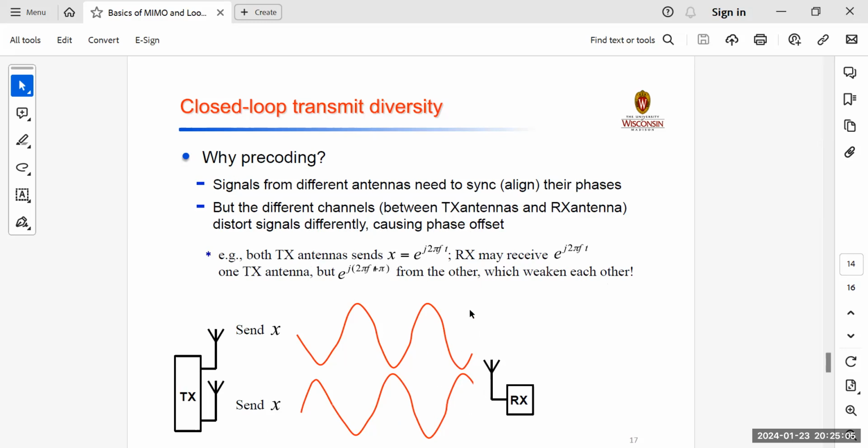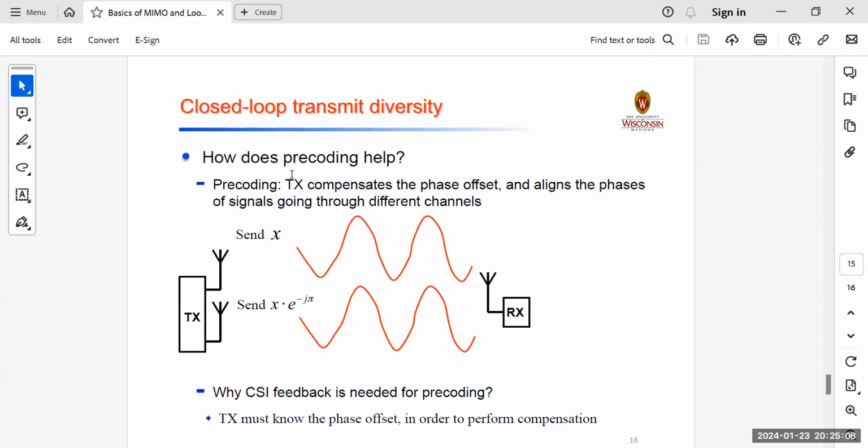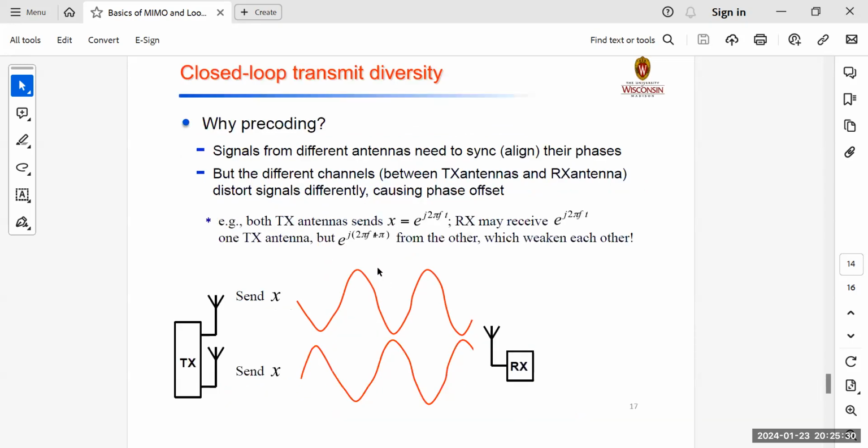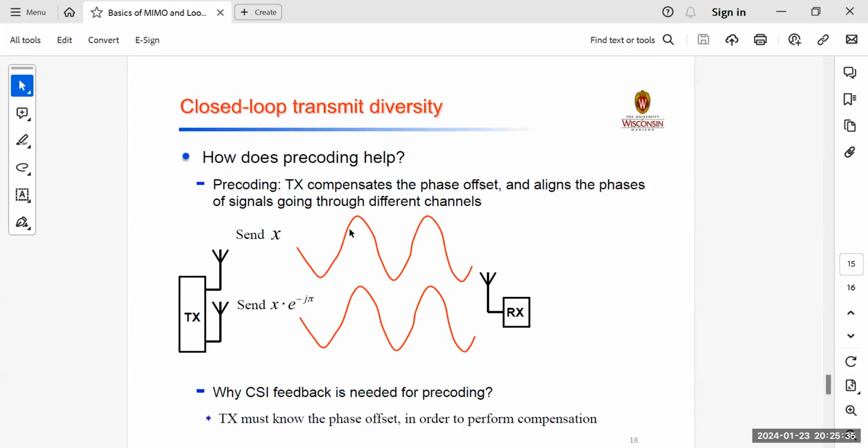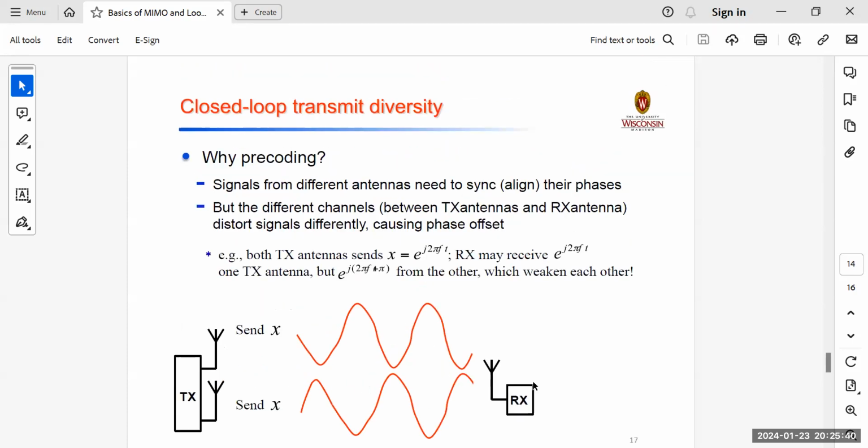So pre-coding is important. So how does pre-coding help? The transmitter compensates the phase offset and aligns the phases of signals going through different channels. So instead of sending a signal X from antenna 1 and X from antenna 2, it will send X from antenna 1 and X e^(-jπ) from antenna 2, so that there is no overlapping of constructive and destructive interference nullifying the effect of each other. Rather, it will boost the effect of each other.